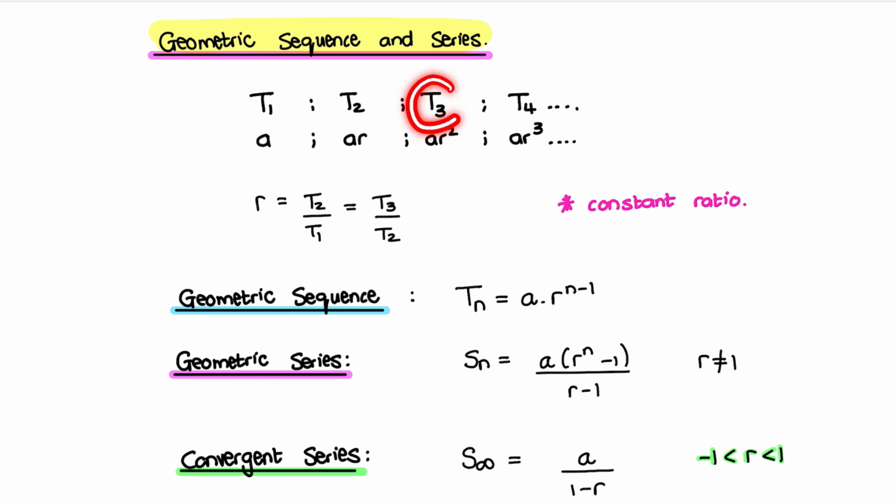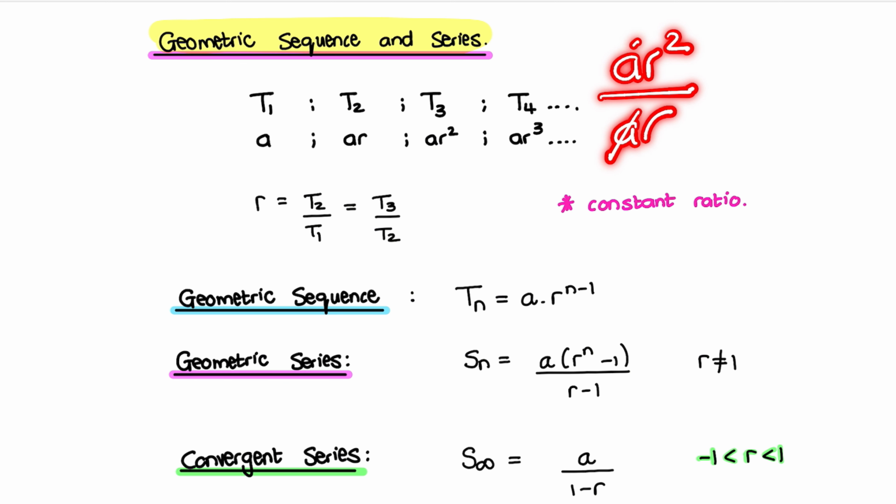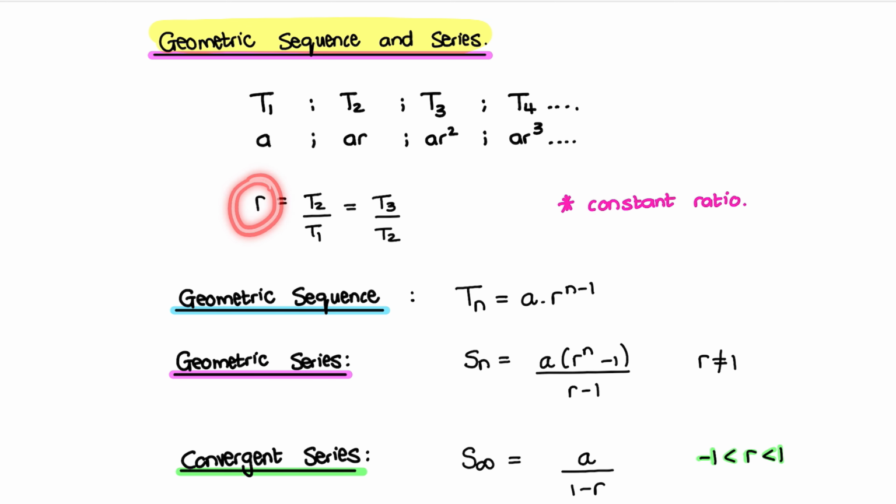And if I take term 3 and I divide it by term 2, I have AR squared divided by AR. So the A's will cancel out, and then I use my laws of exponents to simplify. So I also have R. So the constant ratio is found now by dividing and not subtracting.